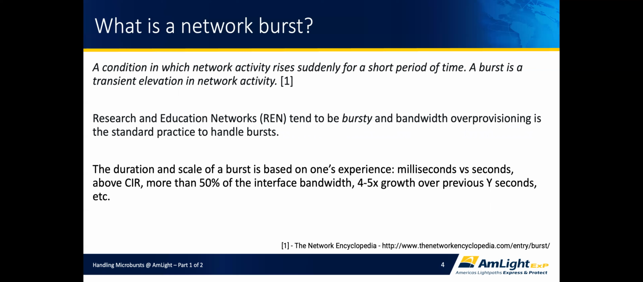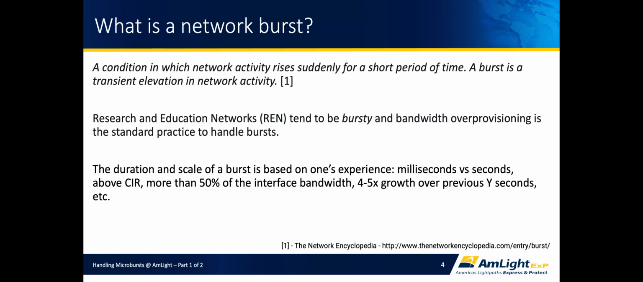It's very common for research and education networks. We tend to have bursty networks because of the nature of what we do. We do a lot of data transfers that are not planned and are not constant. So we have those bursty network infrastructures. And what we do to accommodate them is overprovisioning. It's been part of our blood by now, and it's a good way to handle those bursts.